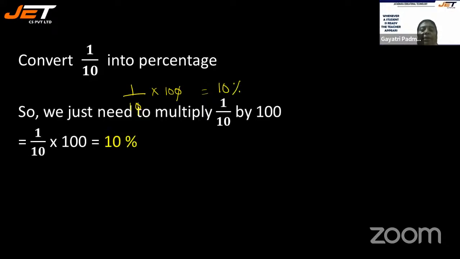Now let us try another one, 1 by 10. I'm sure you all will be able to do this. Less than 30 seconds should be taken by you all students, not more than that. So quickly try to do it and come with the answer. As I said, when we convert a fraction into percentage, we multiply by 100. So the 0 gets cancelled, and it becomes 10 percent. If you have got 10 percent as your answer, then your answer is perfect. All right, now let's try another one.